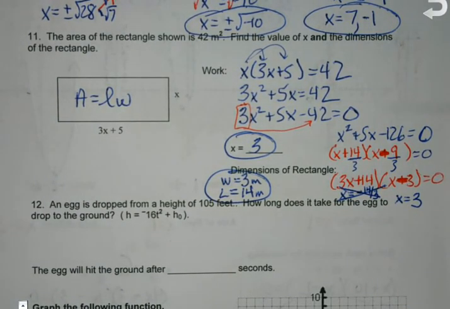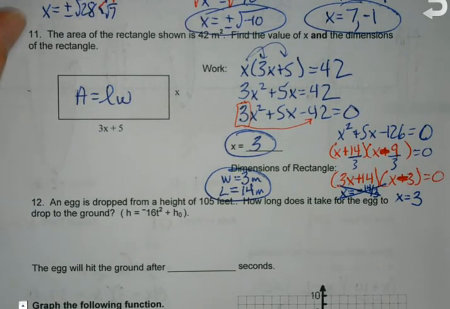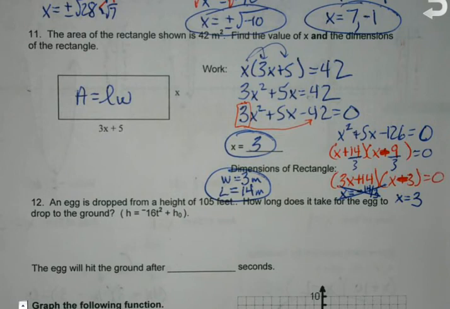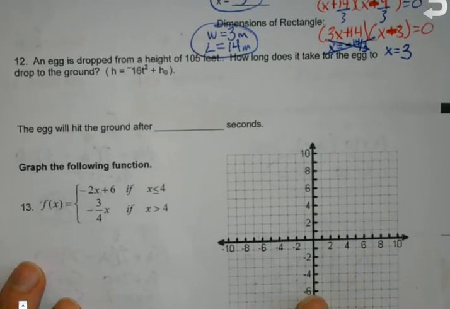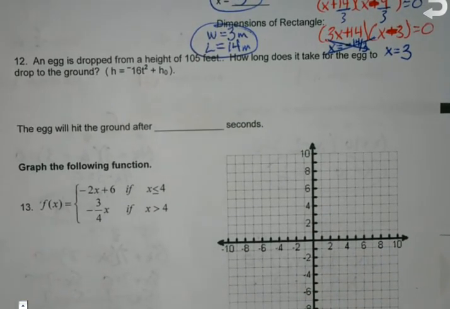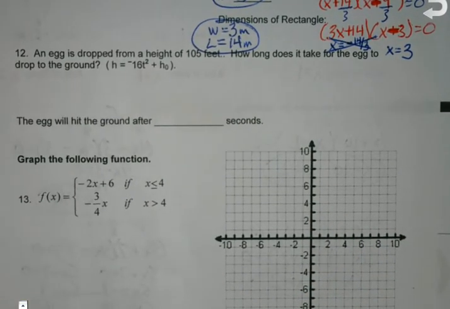Okay, so we get a little of everything there. We get our formula. We get getting all of our terms to the x squared side. We get the factor. We get the plus. That's kind of a nice complete problem. So then, when we bump up a little, hey, an egg is dropped from a height of 105 feet. How long does it take for the egg to drop to the ground?